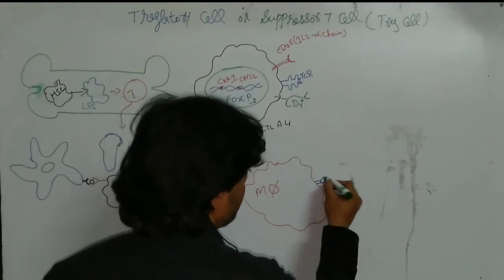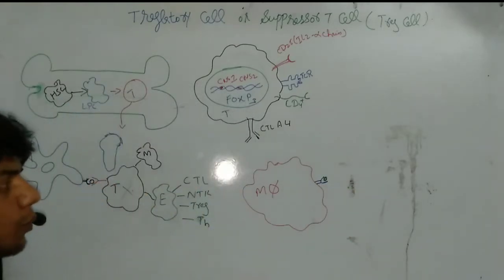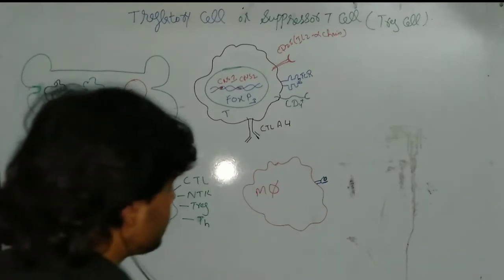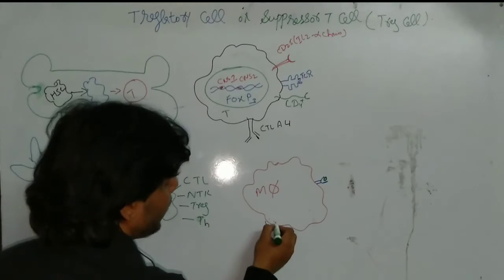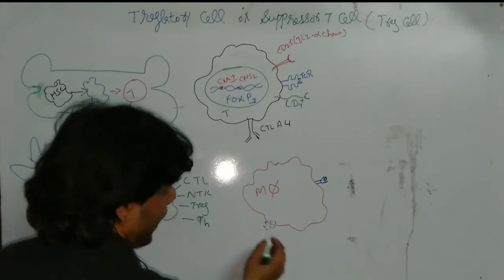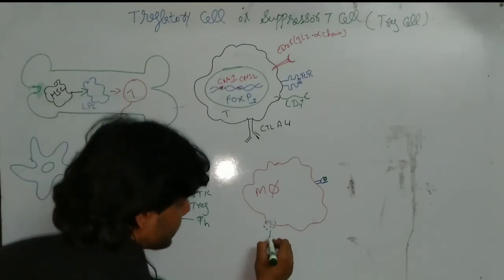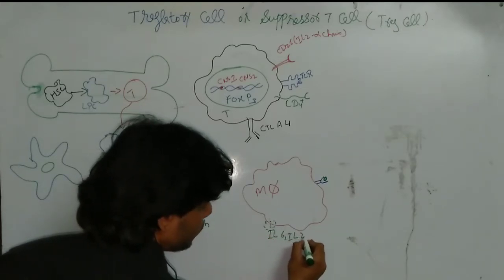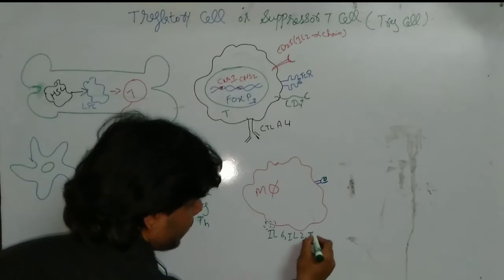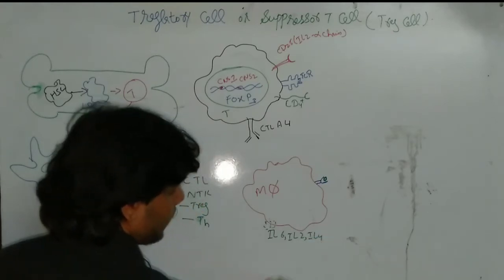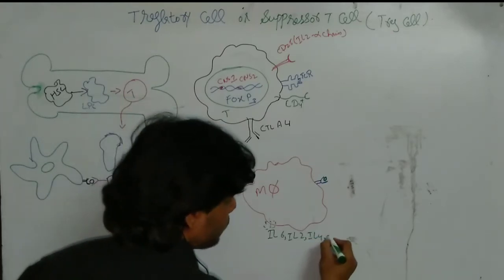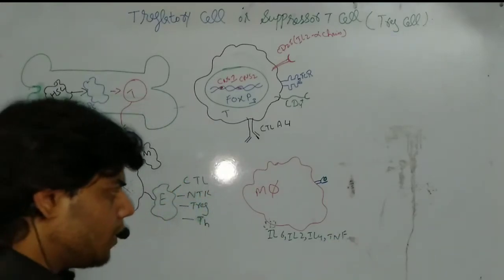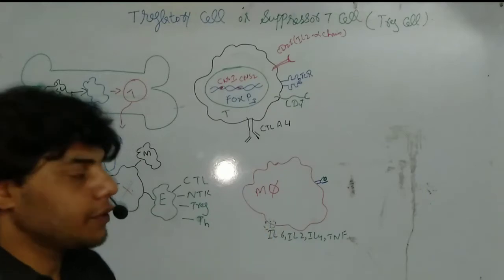So let's suppose this is the portion. After that, what happens? They will secrete different kinds of cytokines, which we call pro-inflammatory cytokines. Among these pro-inflammatory cytokines, we have interleukin 6, interleukin 2, interleukin 4, and we also have tumor necrosis factor and some other cytokines as well. But these are the common cytokines which are produced.